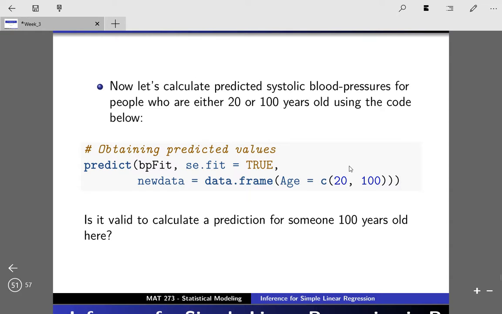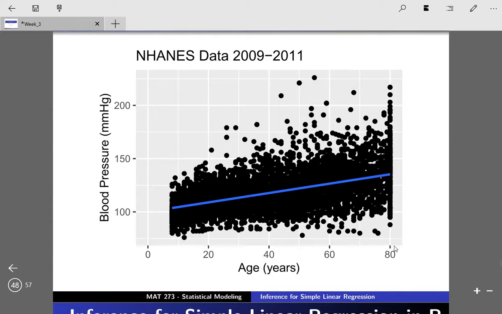So for example, here, it's appropriate to make a predicted systolic blood pressure for a 20-year-old because our data set ranges from 10 all the way up to 80 years old. So that falls in that range of our observed values. But a 100-year-old person, we don't have anybody that's that old. The oldest person in our data set, looking back at the scatter plot, was 80 years old. So if we made a prediction out here, that's what's called extrapolation, or pretty much just making a prediction outside of your range of observed data.